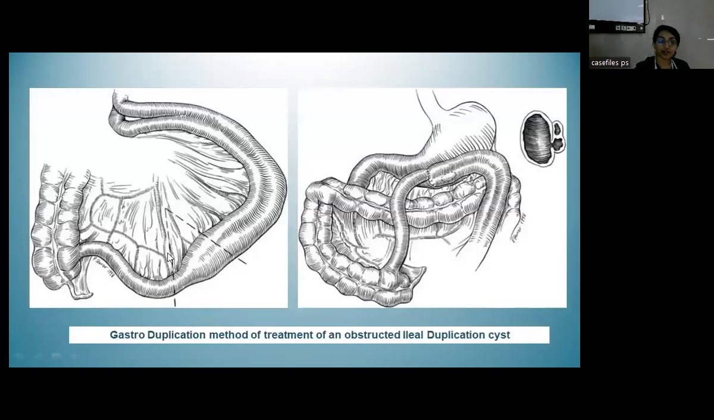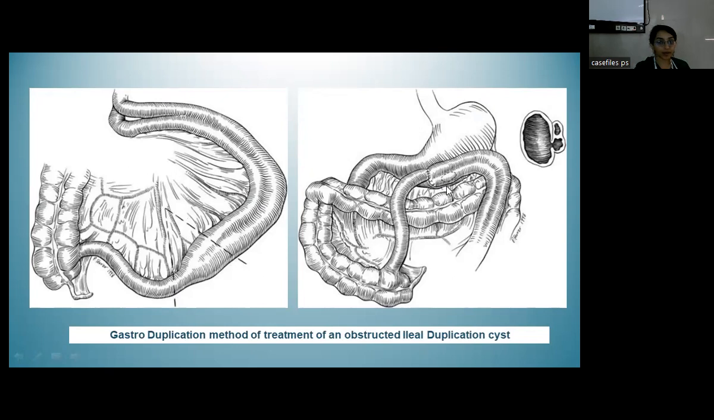This is another method of treating a long tubular ileal duplication cyst, in which we can see that this is the duplication cyst, and here it is becoming one bowel in the distal ileum. So the distalmost part of the duplication cyst, along with some part of the distal ileum, is excised, and a resection and anastomosis is done.